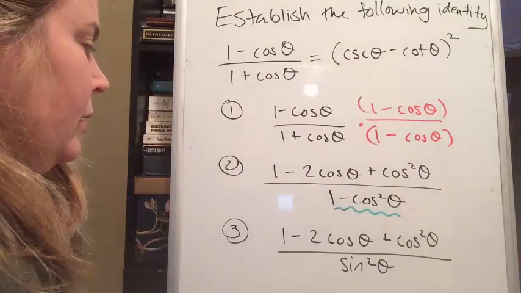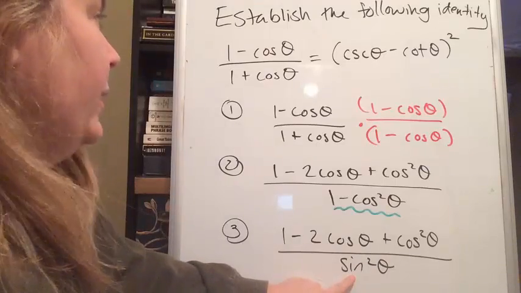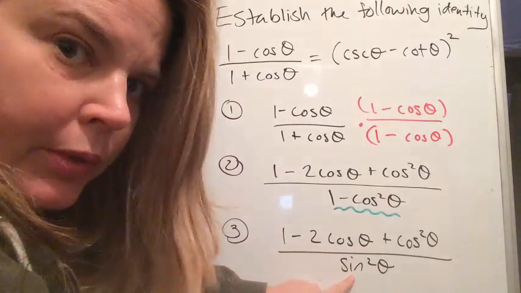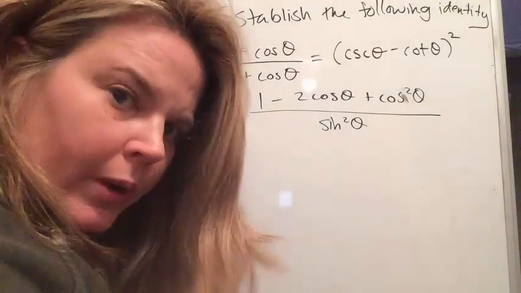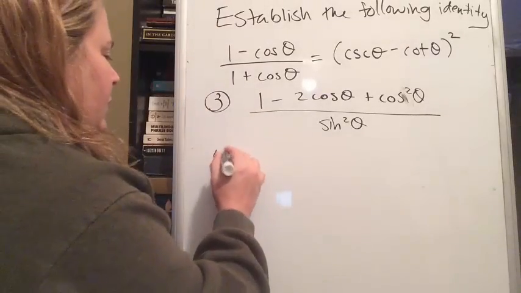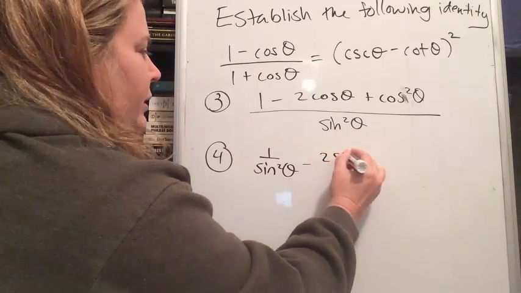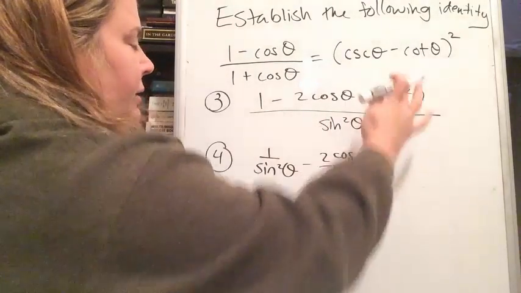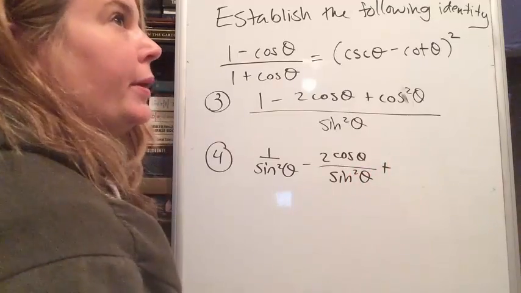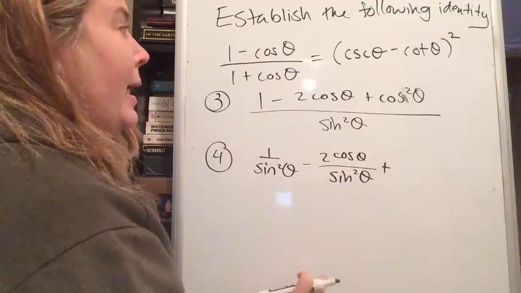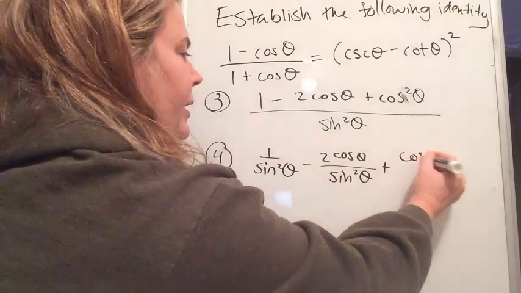I think I'm going to divide everything by sine squared and see where that brings me. But again, we have to make some room on the board. And why am I thinking of doing this? Well, because where I want to go has cosecants and cotangents. Cosecant is 1 over sine, and cotangent is cosine over sine. Okay, starting to look like that.